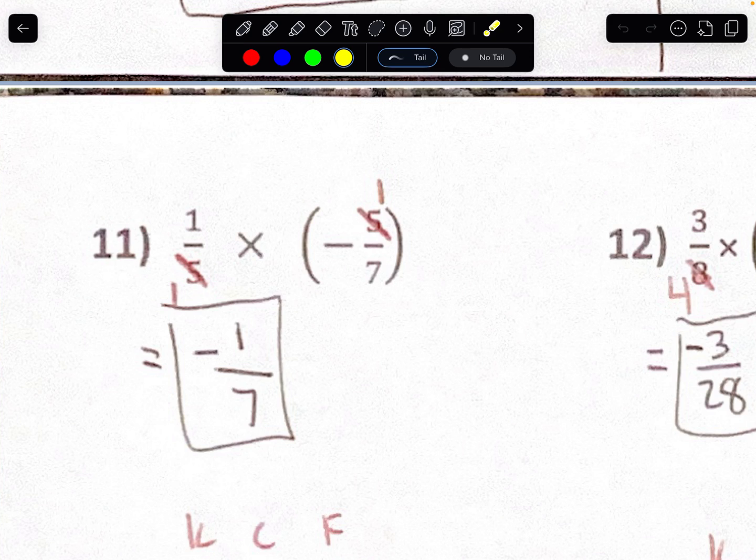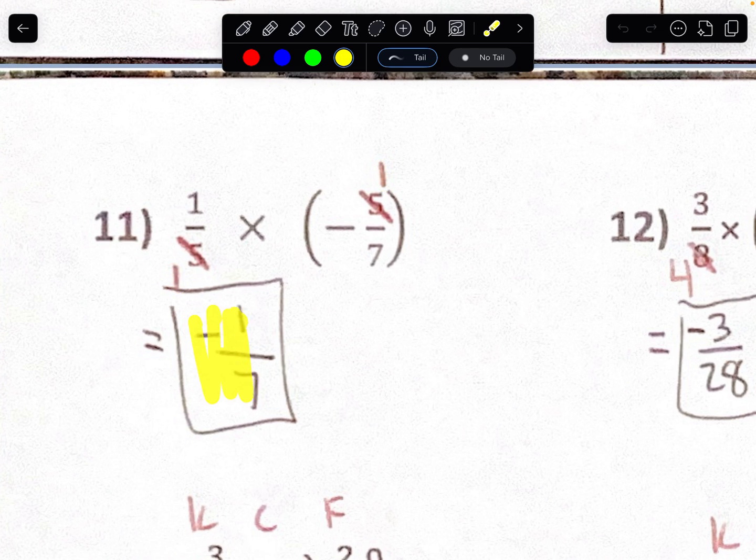This is a nice gift because 5 and 5 can cross cancel each other. So 5 can go into 5 one time, 5 can go into 5 one time, and then we multiply across to get negative 1/7.